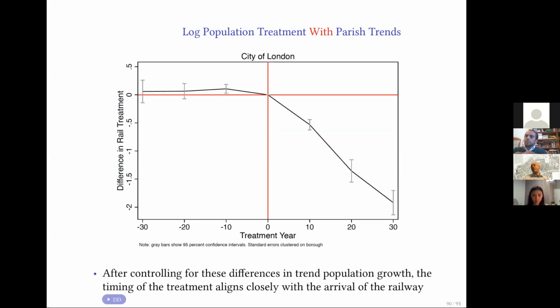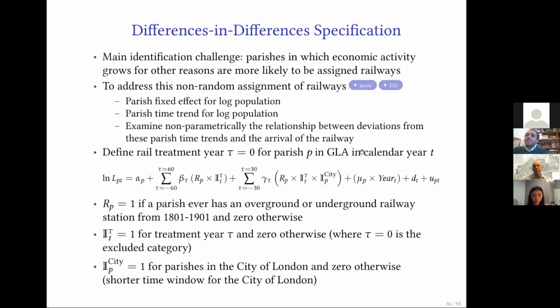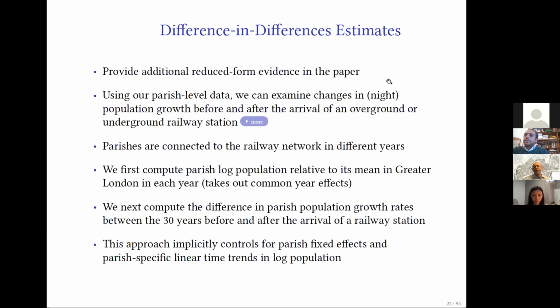And so all of that validates our idea that it's really the arrival of the railway that's leading to these changes in trend rates of population growth. Sorry, again, that was a long answer, but great question. There was a very clear answer, and I think that now we can move to the model section in the interest of time, and we can take more questions later.